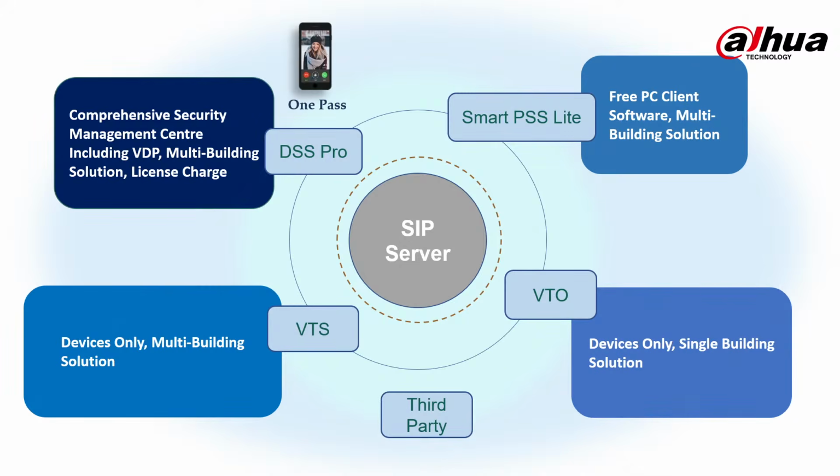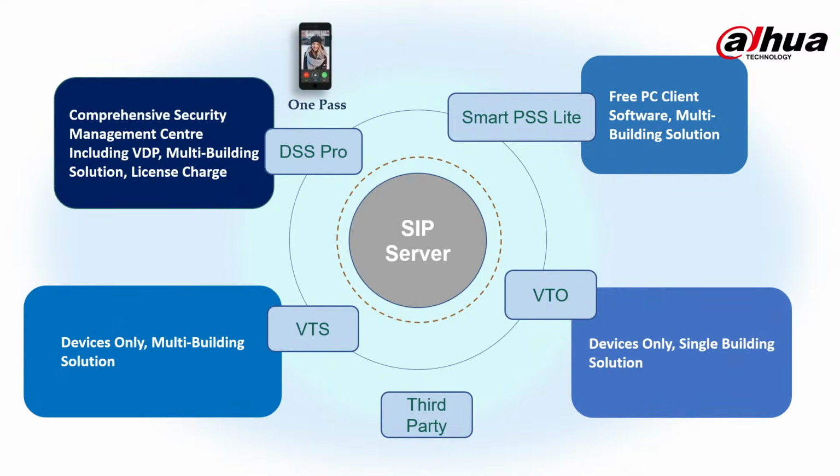But if you need a software solution, you can have Smart PSS Lite. Smart PSS Lite is free software from Dahua. It can be used for various applications: VDP, access control, and also CCTV. With up to 512 SIP IDs, Smart PSS Lite can be a SIP server also. And with these three, you can use your DMSS to connect the end users, homeowners, to manage the calls remotely.